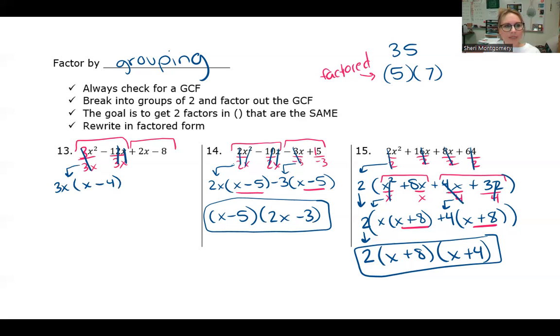I do the same thing for my second group. What can I pull out of my second group? A 2. And remember, my goal is to get 2 factors that are x minus 4. So I divide by 2, divide by 2. And I'm dividing out a positive 2, so it's positive 2. And I'm left with an x minus 4. That's what I wanted.